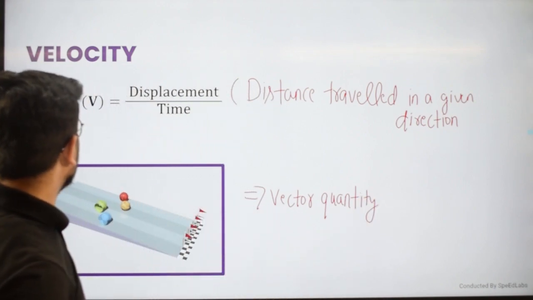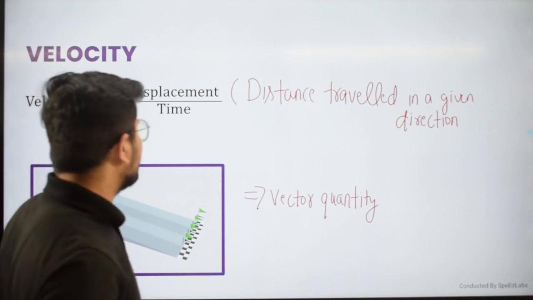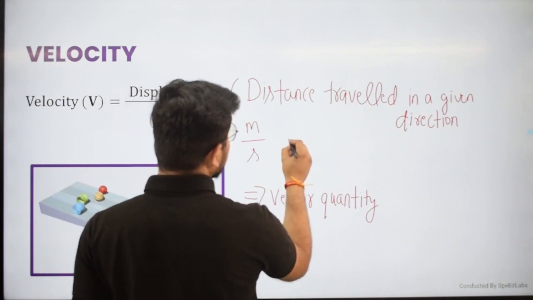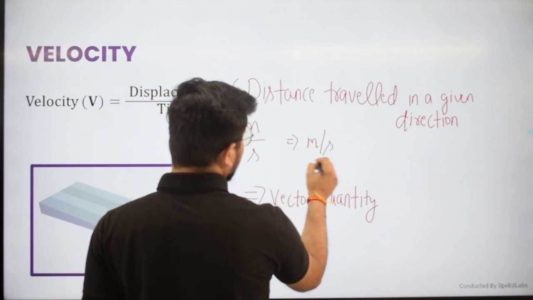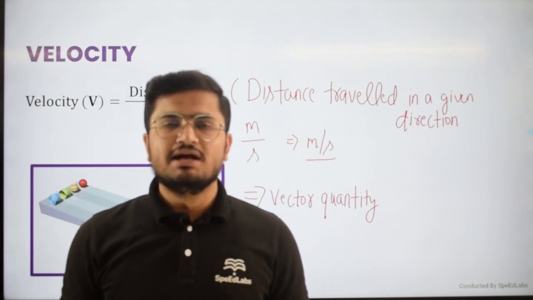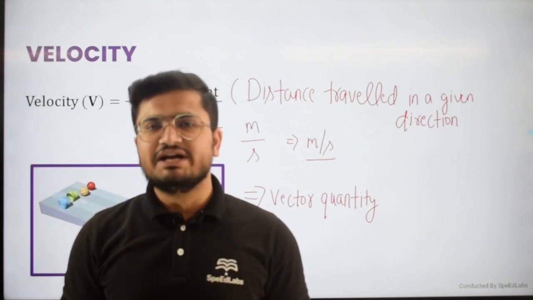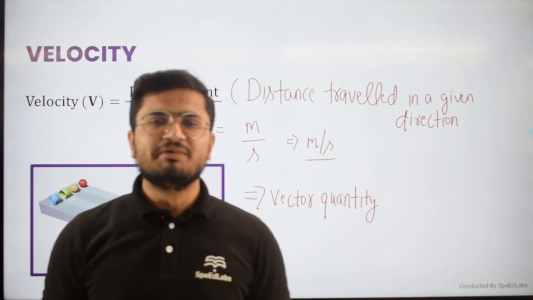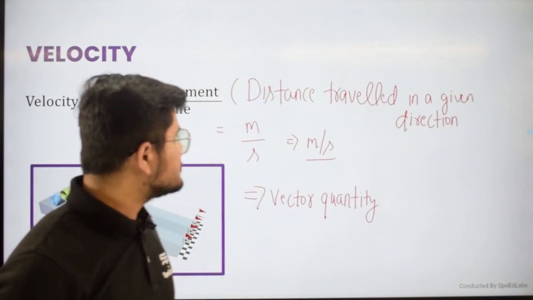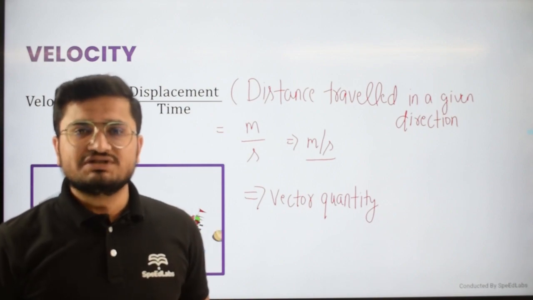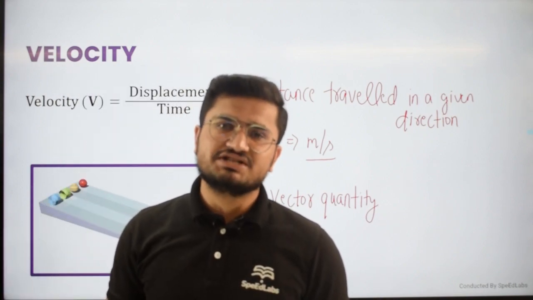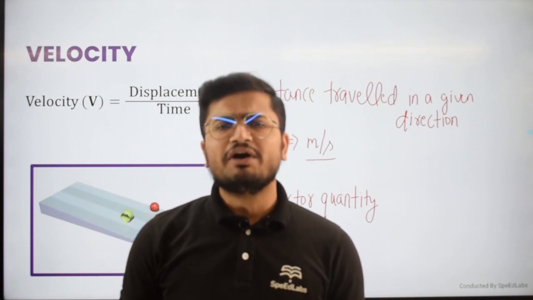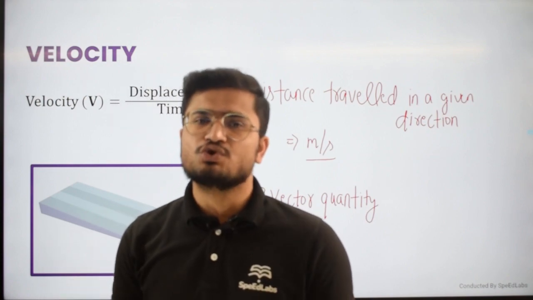Okay, so again talking about the unit of displacement, that is meter, and the time, that is second. So the unit is meter per second. One more piece of information: the SI unit of speed and velocity is the same, meter per second, or in CGS, centimeter per second. So I hope now you understood the difference between speed and velocity, how these two terms are differentiated from each other. Speed tells us at which rate a body is moving, or how fast or slow a body is moving.